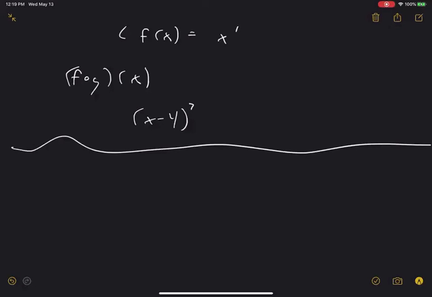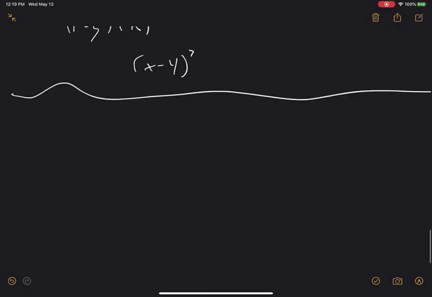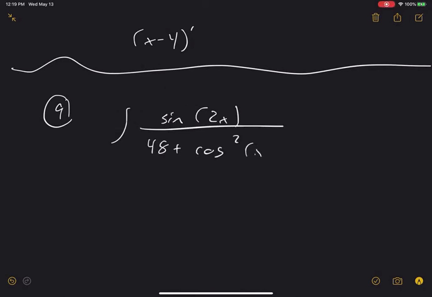The U-substitution problems on the homework aren't too bad. What I'll say is that there are some tricky ones, just from maybe identities and splitting up the integral, things like that. Number 9, what I have is the integral of sine of 2x over 48 plus cosine squared of x.